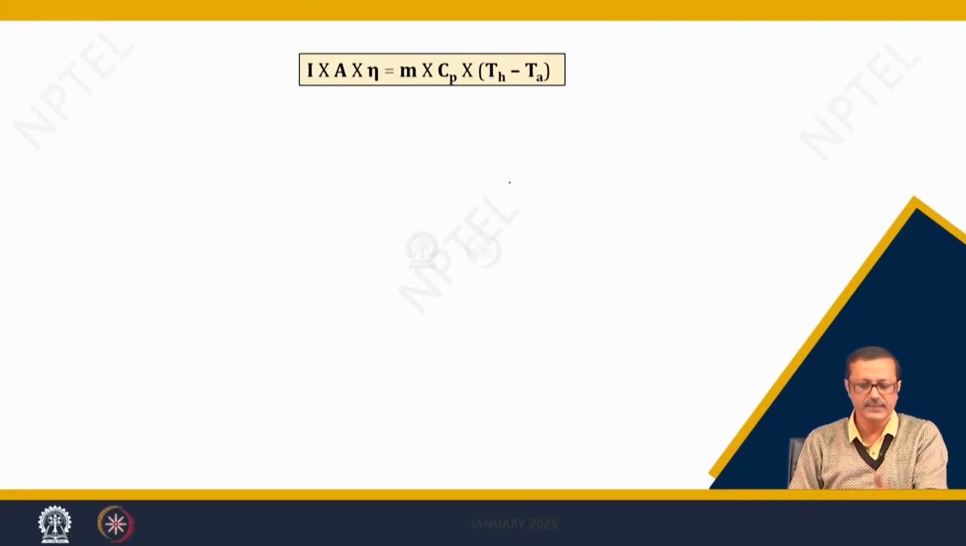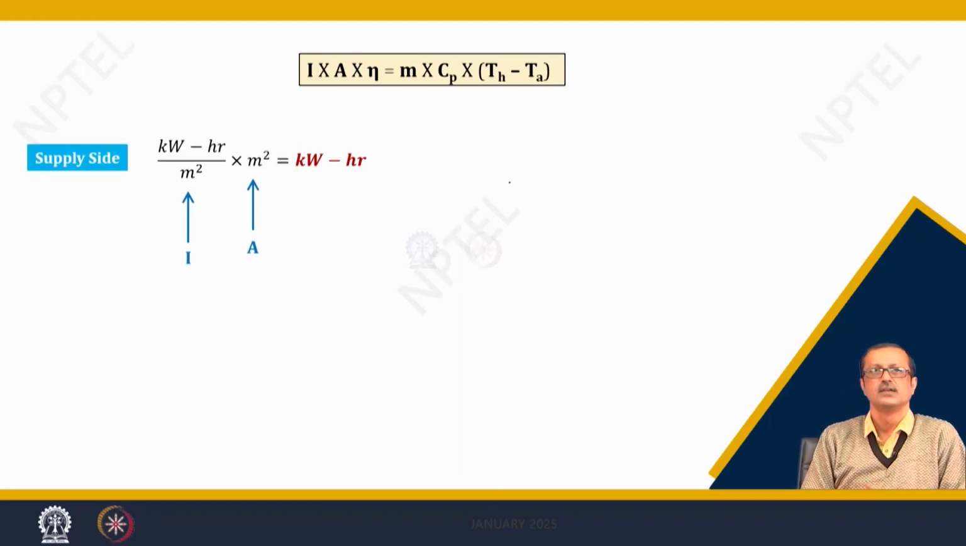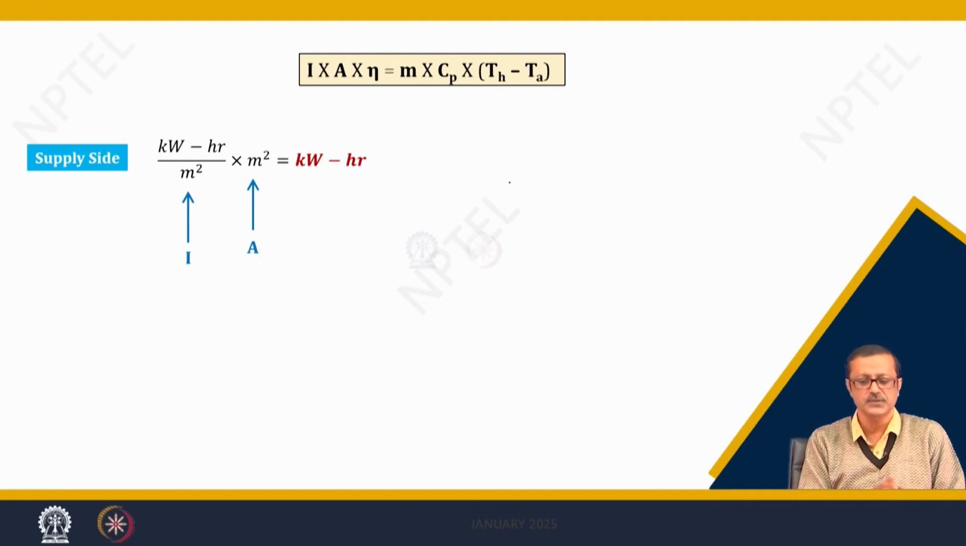If I take the first one, the unit of I, that is the solar radiation, is kilowatt hour per meter square. It is for a day I am going to calculate, multiplied with meter square, which gives me kilowatt hour as the unit in the supply side. Please remember that this eta, the efficiency, does not have any unit, because it is unitless.